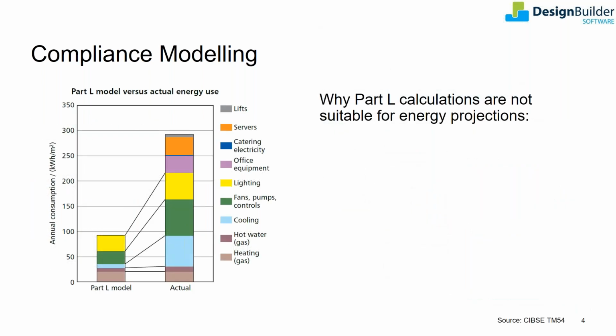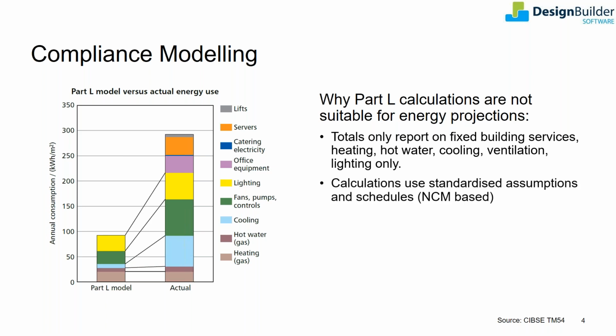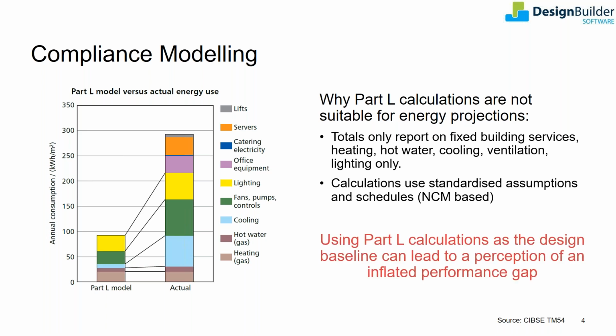The key reasons which render Part L calculations unsuitable for energy projections are: first, the calculations and the reported totals in compliance results do not address all energy end uses, for example, energy used for lifts, escalators, catering, or for server rooms. Another reason is that standardized input parameters are used in the calculation depending upon the building type, such as power densities and schedules of operation. These may be significantly different in the actual building.